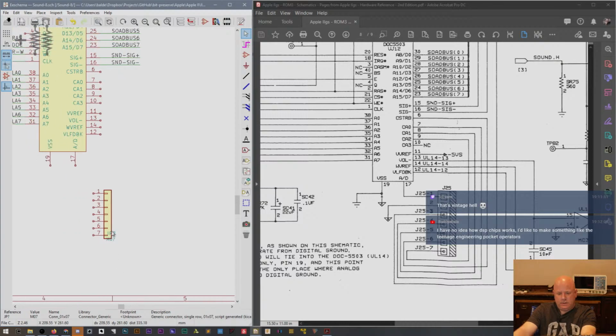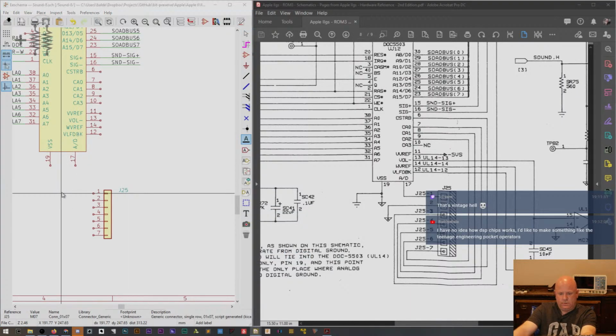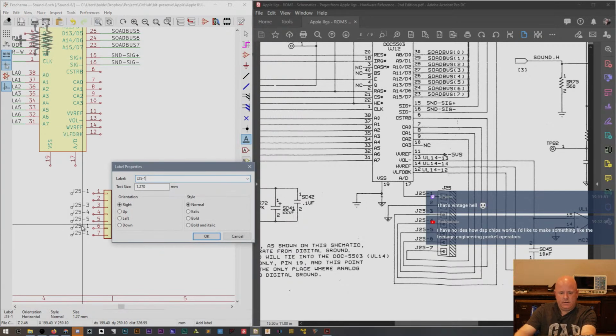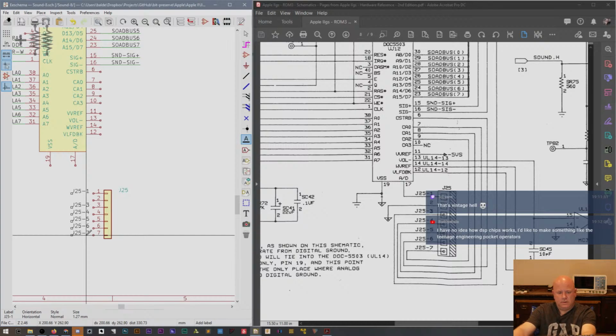And then we're going to name this one 25. We don't need this, so let's edit, hide that. Rename this to be J25. And then we're going to add labels for J25-1. And then we skip 2. We'll go 3, 4, 5, 6, 7, and then wire that, wire that, wire that, wire that, and wire that one.